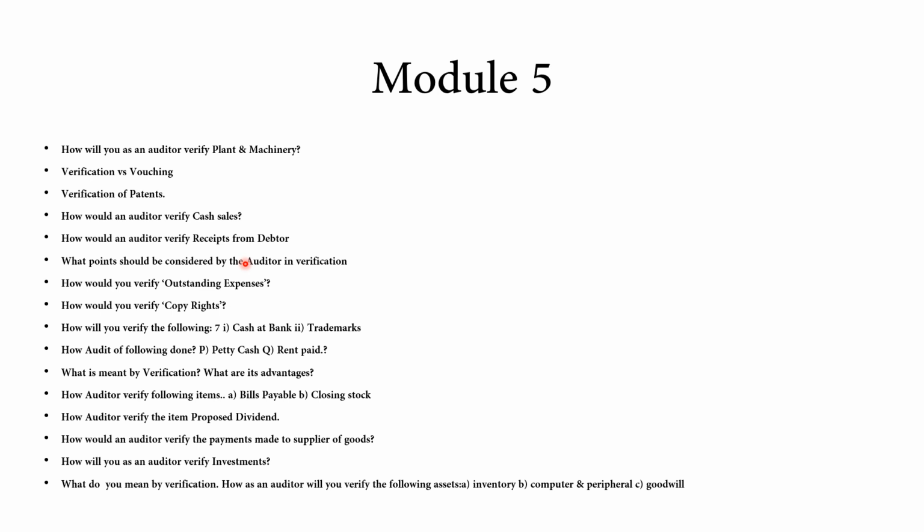Next we have module 5. How will you as an auditor verify plant and machinery? Again, distinguish between vouching and verification comes under module 5 also. Verification of patent. How would you verify cash sale, debtors, outstanding expenses, copyright, cash at bank, trademark, rent paid, petty cash, bills payable, closing stock, proposed dividends, suppliers of goods, investment.